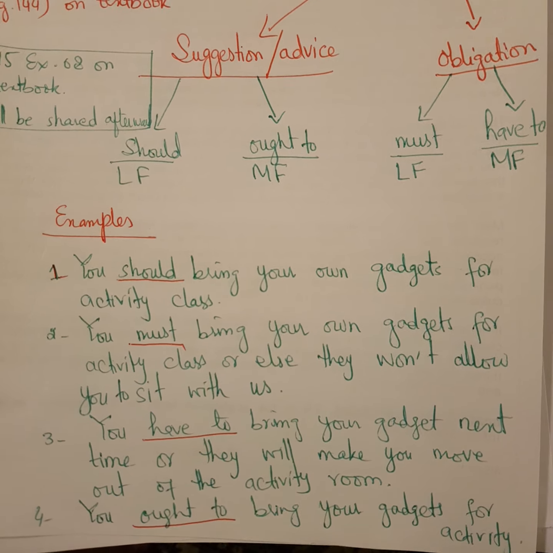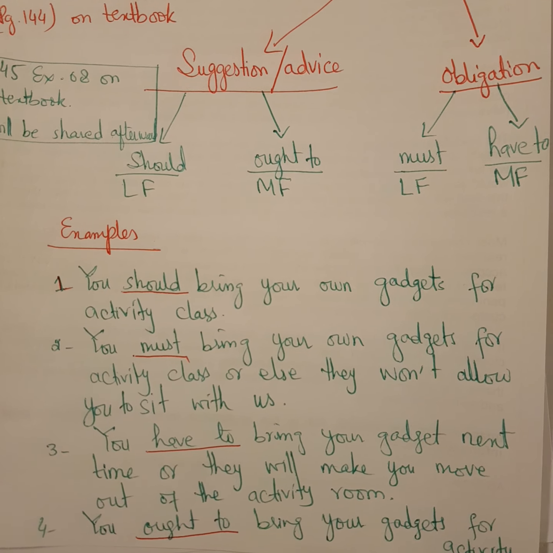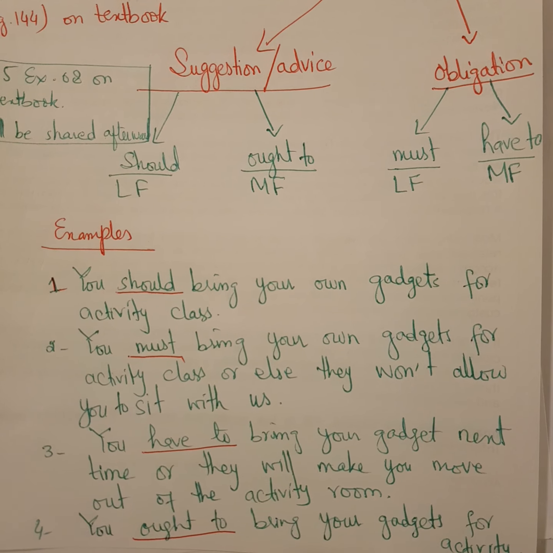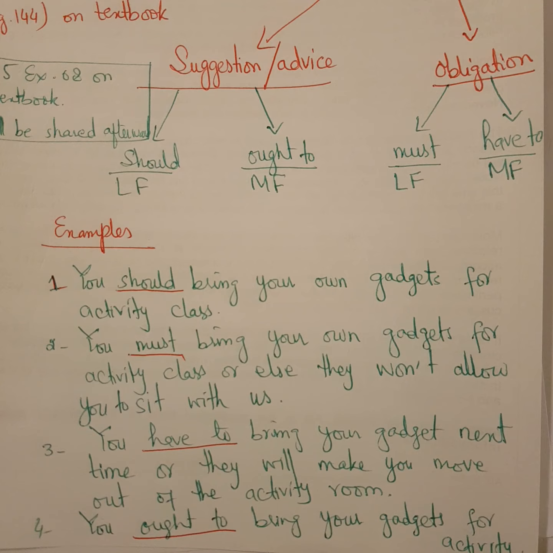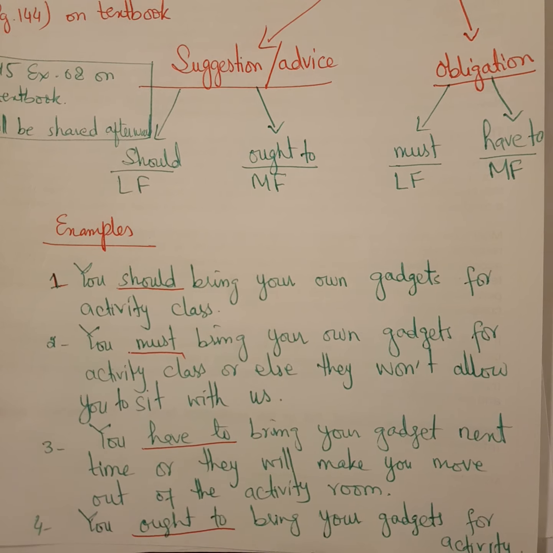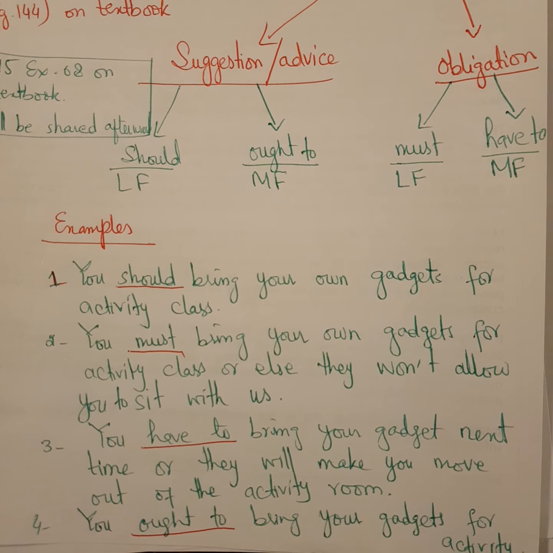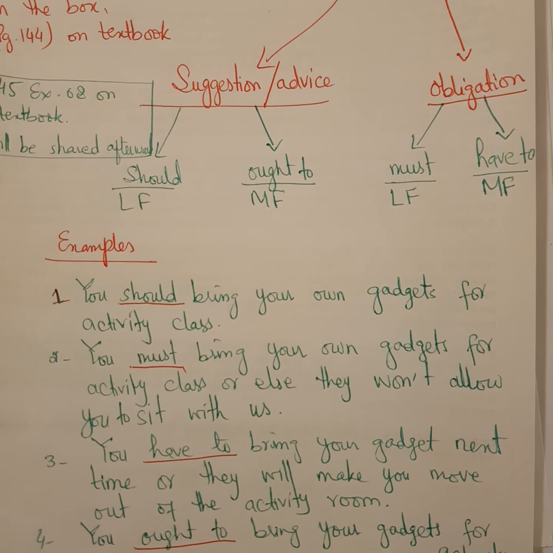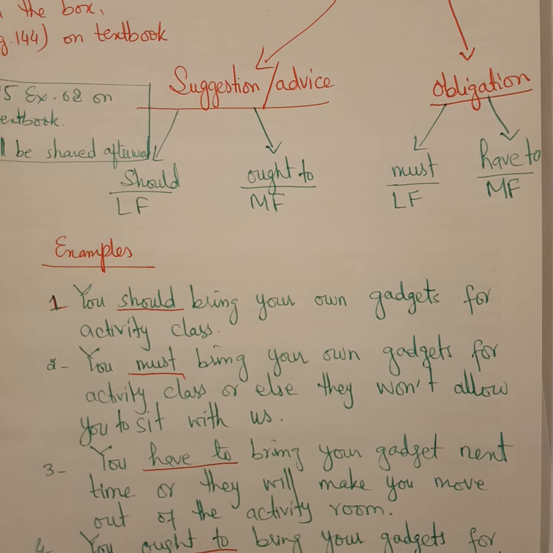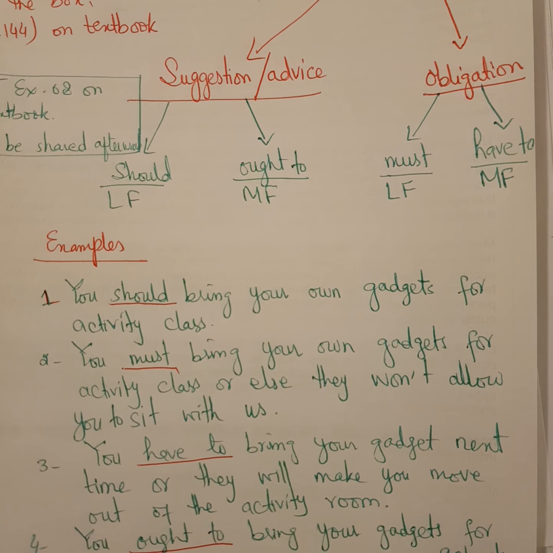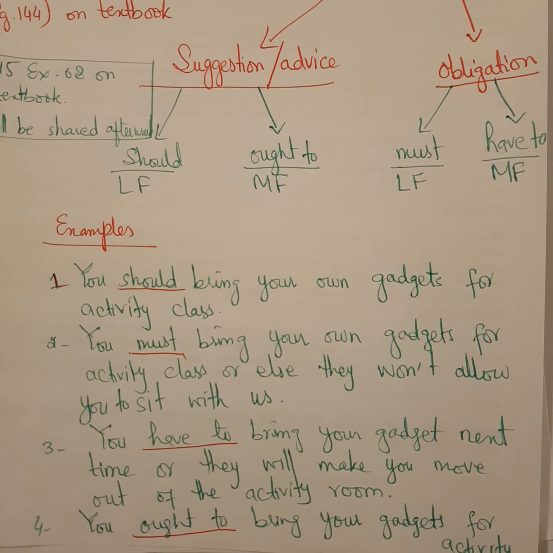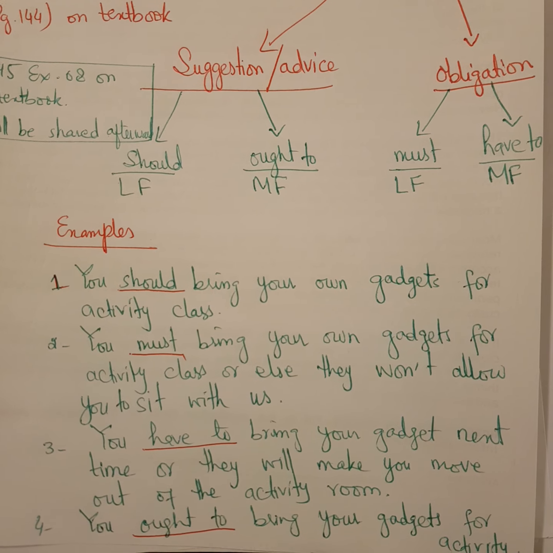Then you have to look at sentence number 3 that says you have to bring your gadgets next time or they will make you move out of the activity room. Have to and must both show obligation here. Why obligation? Because if they don't do this thing, they will have to face some consequences, right? Should and ought to are used for suggestions and advice. For example, if I say that you should drive carefully, it's fine, it's okay, it's only advice. And if I say you must drive carefully, or else they will give you a fine.